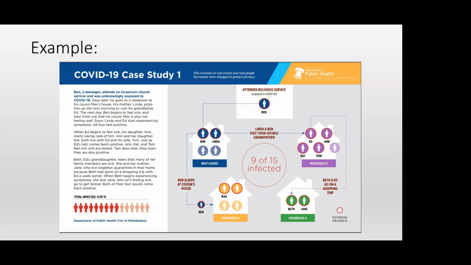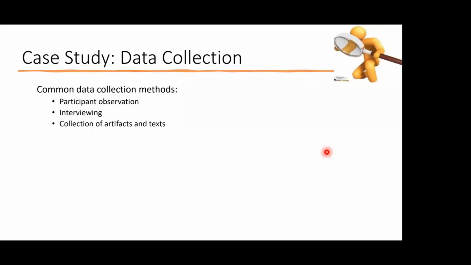So Ben, a teenager, attends an in-person church service and was unknowingly exposed to COVID-19, right? And you see what happened. See the connections on this slide. So he then unknowingly exposed friends and family members. So very straightforward and clear case study, and it's descriptive. I just wanted to include this to drive the point home on the different types of case study. Again, this is a descriptive case study.